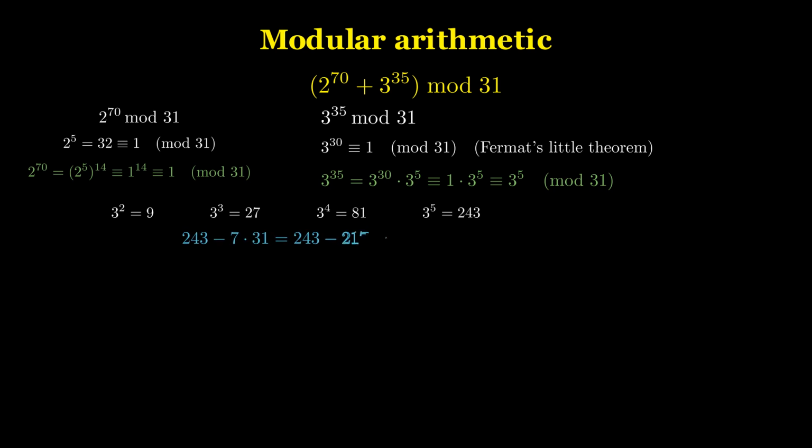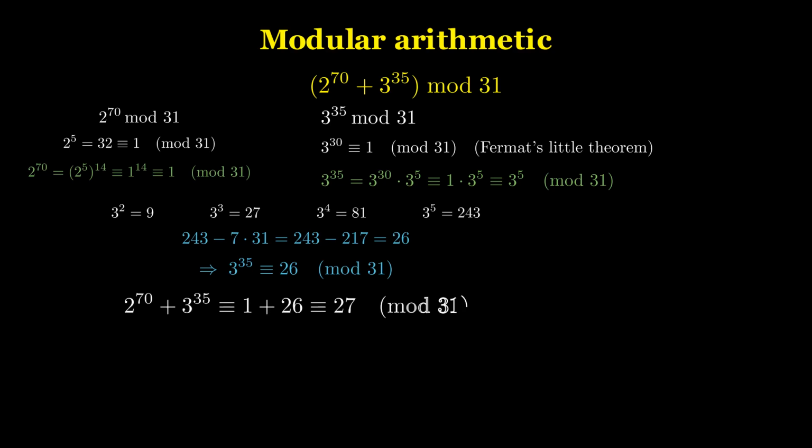Now reduce 243 modulo 31. 7 times 31 equals 217. And subtracting gives 26. So 3 to the 5th is congruent to 26 modulo 31. Hence 3 to the 35 is congruent to 26 modulo 31.